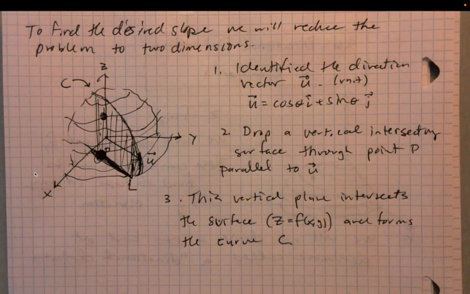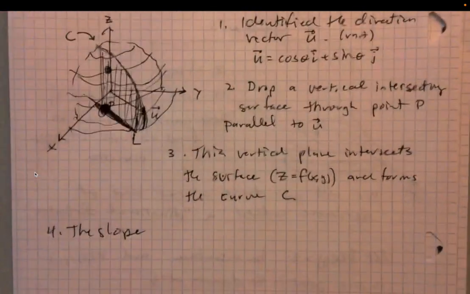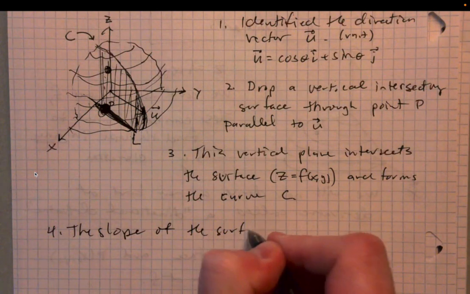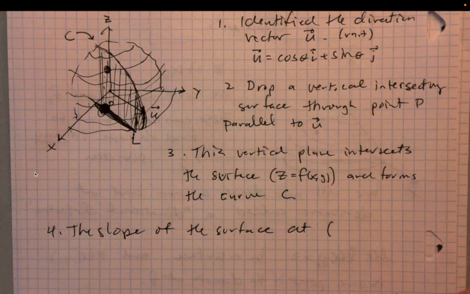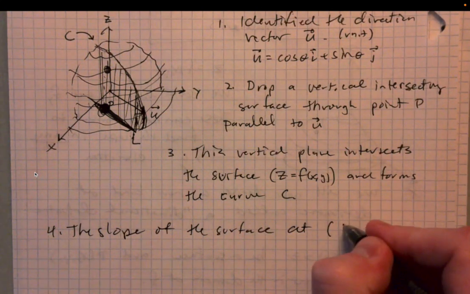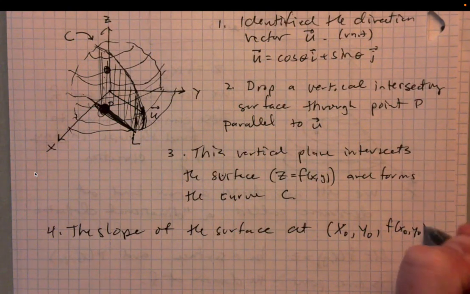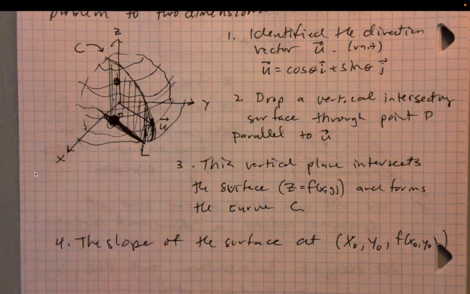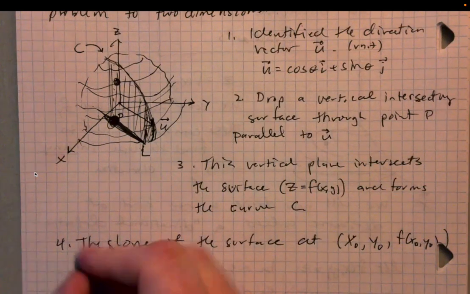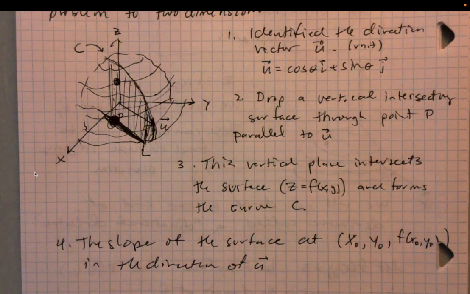And so the idea here, item 4, is the slope of the surface at the point P, where x naught, y naught were the xy coordinates of the point. The point on the surface would have coordinates x naught, y naught, and then f of x naught, y naught, whatever that happens to be. So the slope of the surface at this point in the direction of u is just going to be the slope of the curve at that point.